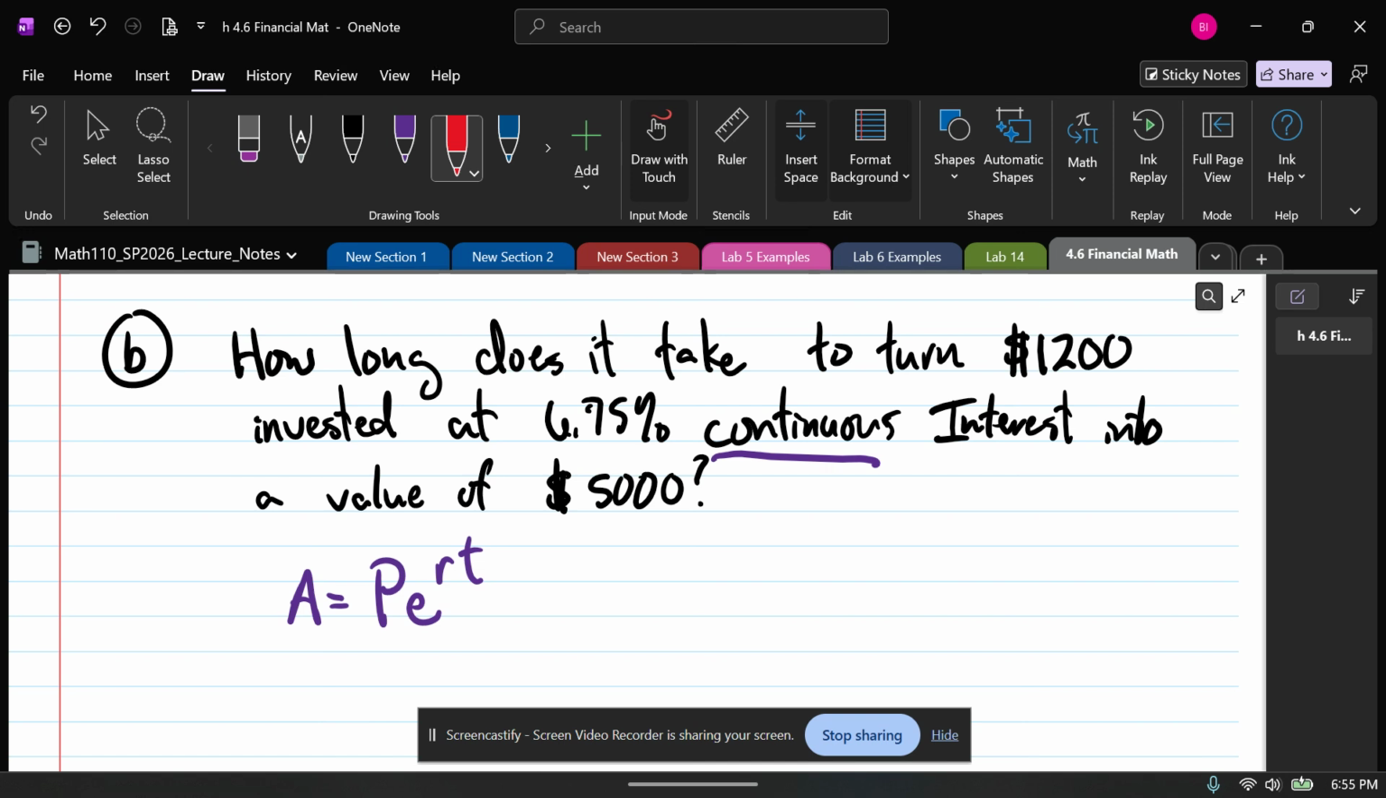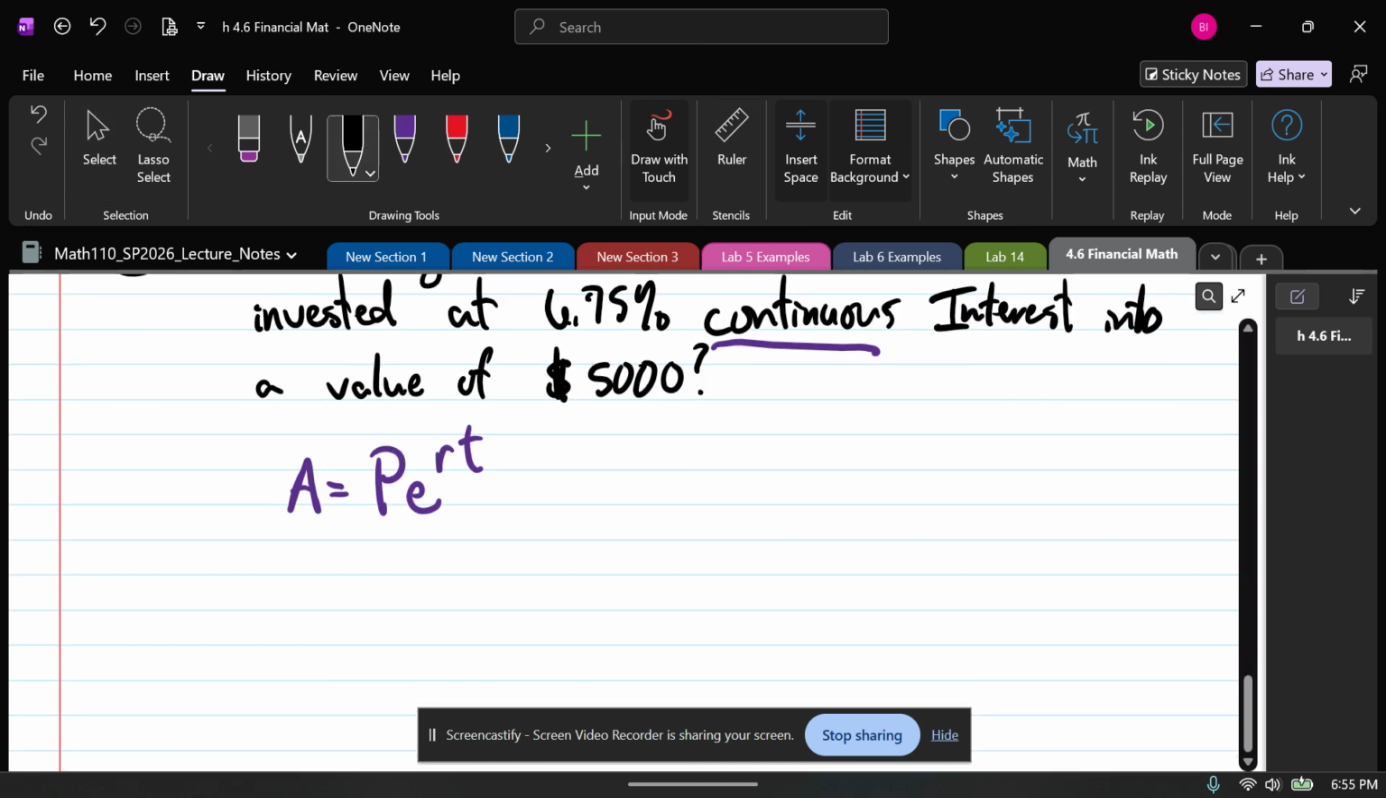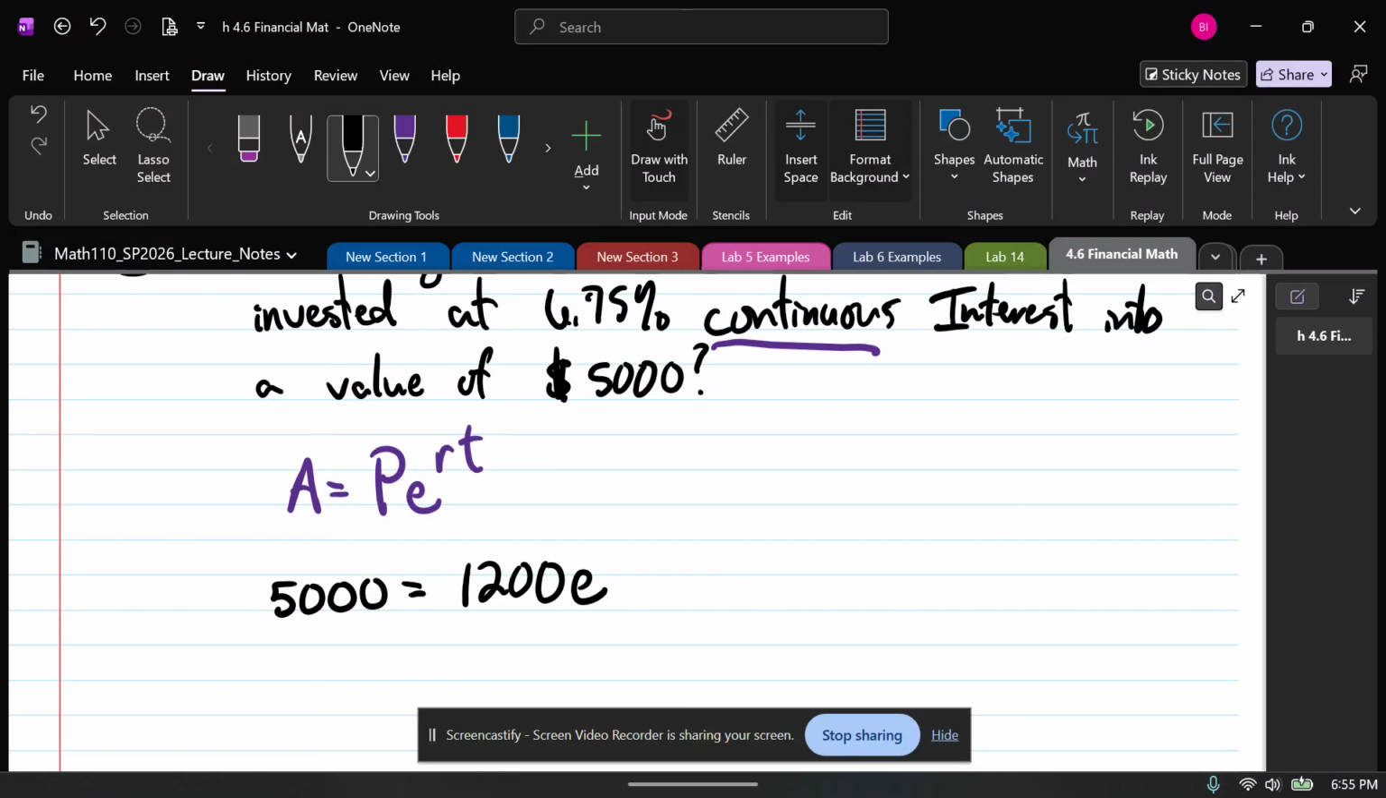All right. So account value is the $5,000. Principal investment is the 1,200. E is the base. R is the decimal for 6.75, so 0.0675. Move it 2 decimal places. Times T. So T is my variable. Again, I'm trying to find time. How long does it take me to get to $5,000 on this account? So that I know if I need to put some more money in there, if I can't wait.